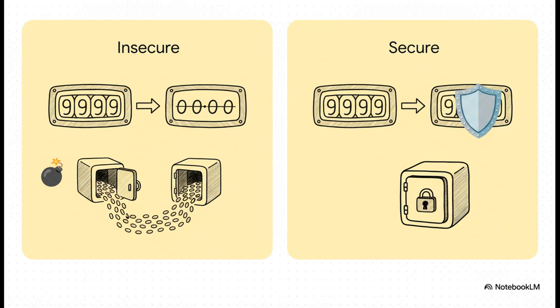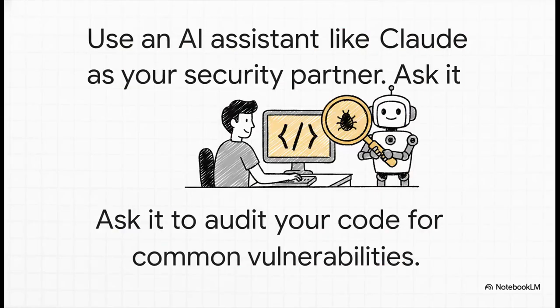Catastrophe averted. Now here's a modern pro tip that is an absolute game changer. You can treat an AI assistant like your own dedicated security partner. Feed it your code and literally ask it to play offense. Tell it to hunt for the exact vulnerabilities we're talking about right now. It's like having a security expert on your team who never sleeps and never gets tired, working for you 24/7.